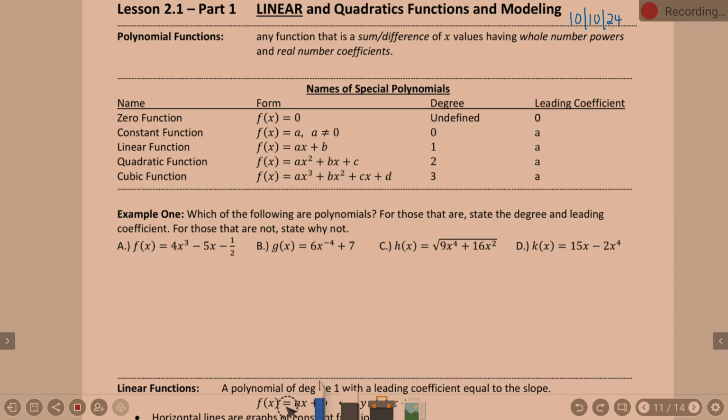Polynomial functions. Okay, when we refer to a polynomial, any function that is a sum or difference of x values having whole number powers and real number coefficients. So when we talk about a polynomial, we're talking about terms that are added and subtracted together, just your basic terms, like 3x squared, 2x to the fifth. Nothing fancy, okay? Whole number powers. So your powers are all positive whole numbers, no fractions or negatives in your exponents, and real number coefficients. Okay, those are polynomials.